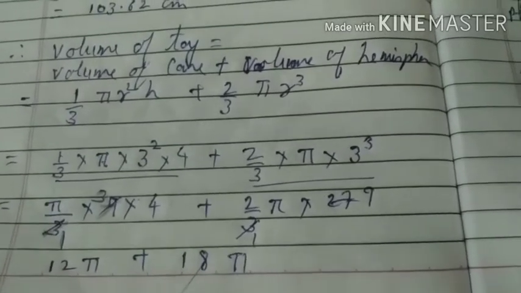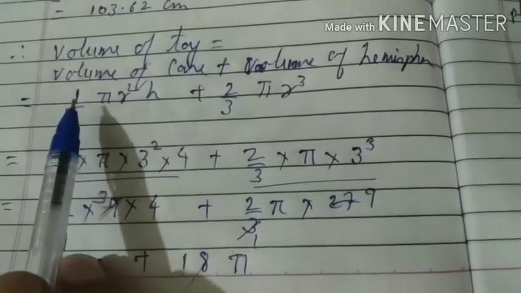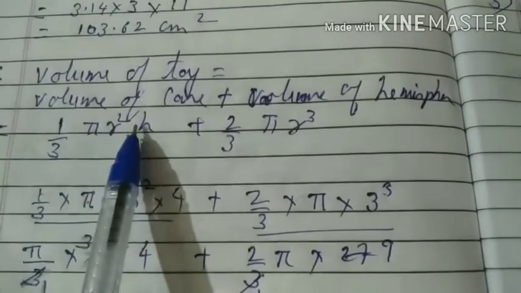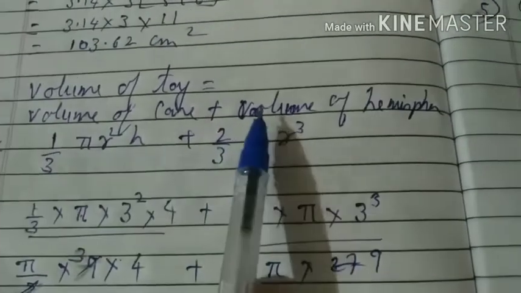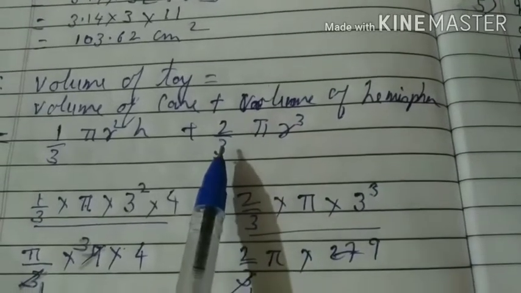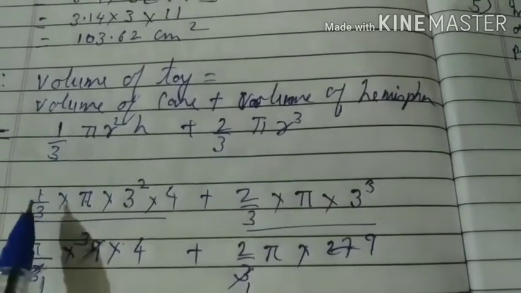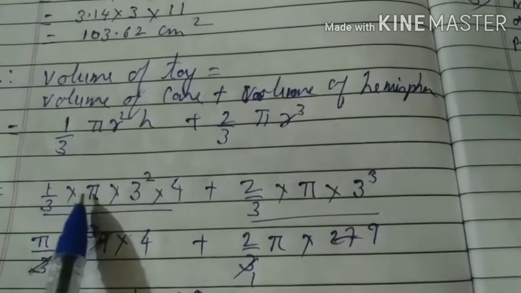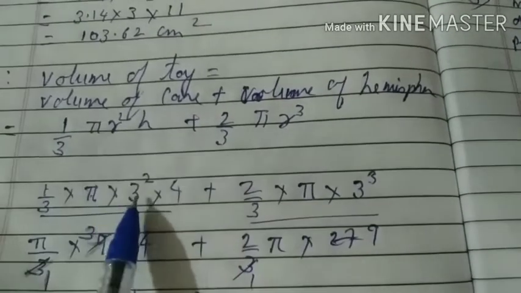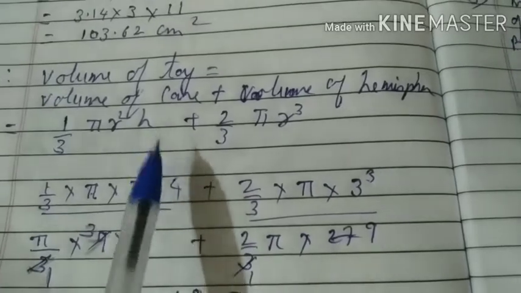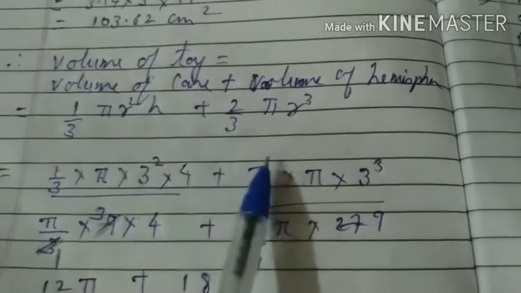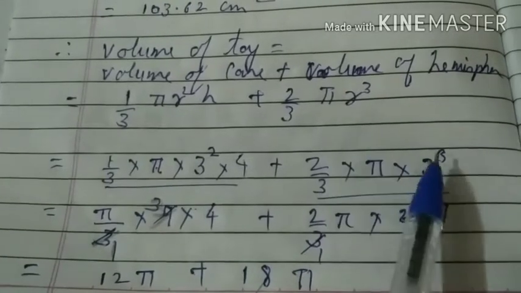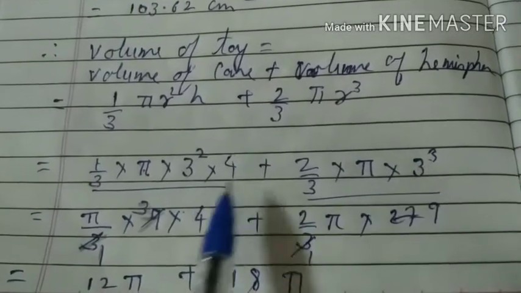Again pi is left. See, once again I will explain. This is the formula for volume of cone, 1 by 3 pi r square h, plus for volume of hemisphere we have 2 by 3 pi r cube. So see, I have substituted the values. 1 by 3 I am keeping same. Pi also I kept same. R is 3, so 3 square multiplied by h, height is 4, plus 2 by 3 same. Pi also I kept same as it is. The value of r is 3, so 3 cube. So I have simplified this now.